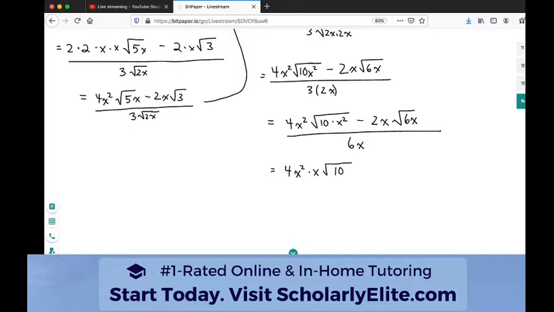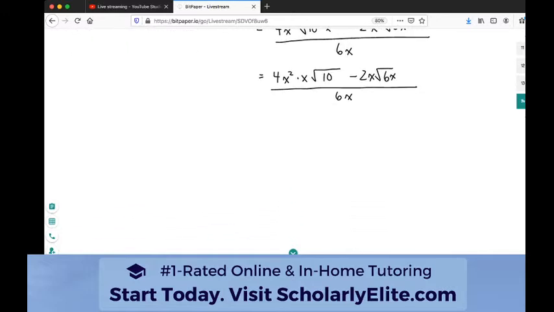Then on the inside, we've got root 10. Over here, we've got 2x minus 2x times root 6x. And this is chilling the way it is. So now we can just keep on trucking. We've got one last step here. First, before we do the one last step, I am going to show you that this becomes 4x cubed root 10 minus 2x root 6x, and then there we go.